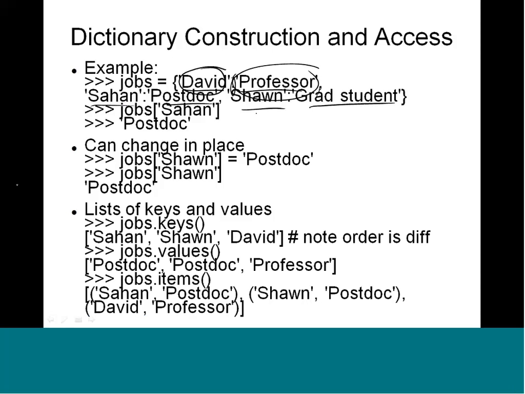If you just say jobs Sahan, it gives you postdoc. This is also a mutable data type, so you can just say jobs Sean equal to postdoc, and then you can change the job of Sean to a postdoc.